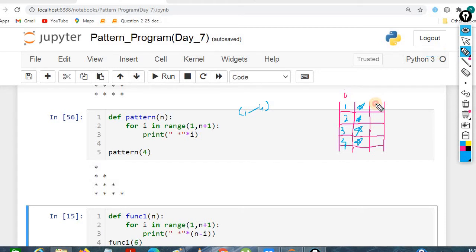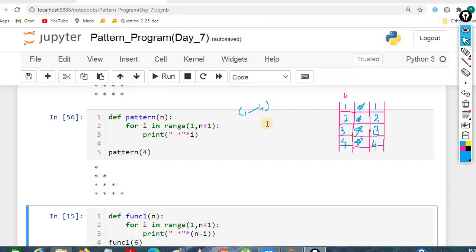So we multiply the star one time for the first iteration. For the second iteration, our i value is 2, so we multiply the star by 2. In the third iteration, our value is 3, so we multiply by 3. In the fourth iteration, our value is 4, so we multiply by 4. This way we multiply it.